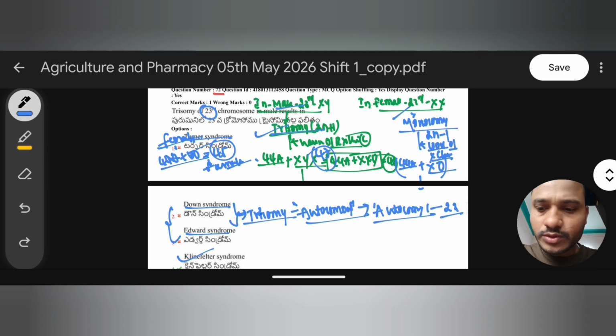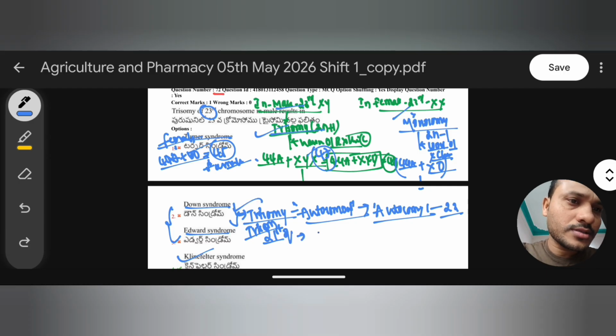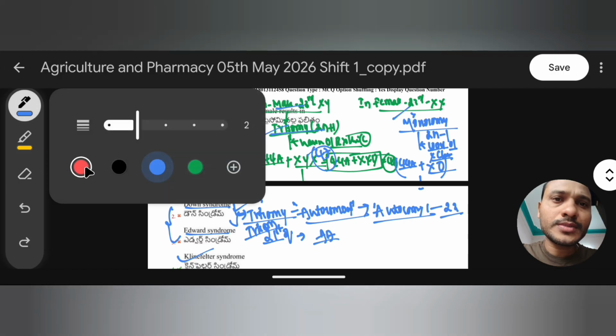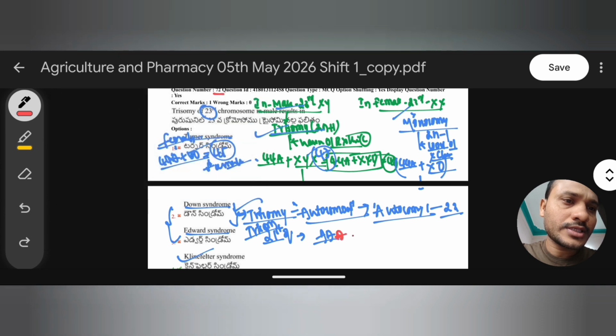For example, Down syndrome means the 21st chromosome. Remember, trisomy of the 21st chromosome causes Down syndrome. It means that generally at the 21st we have only a pair of A chromosomes, but here one extra A chromosome is added like this. So at the 21st chromosome we see a trisomy condition, and this leads to Down syndrome.